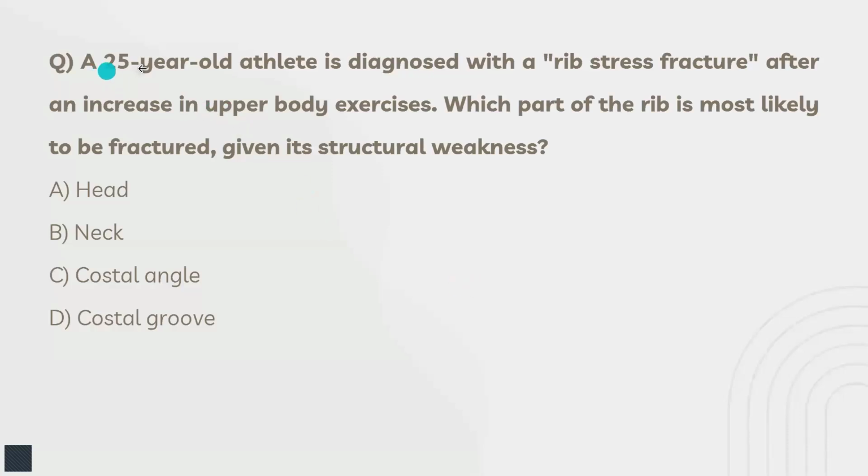Okay. A 25-year-old athlete is diagnosed with a rib stress fracture after an increase in upper body exercises. Which part of the rib is most likely to be fractured given the structural weakness?